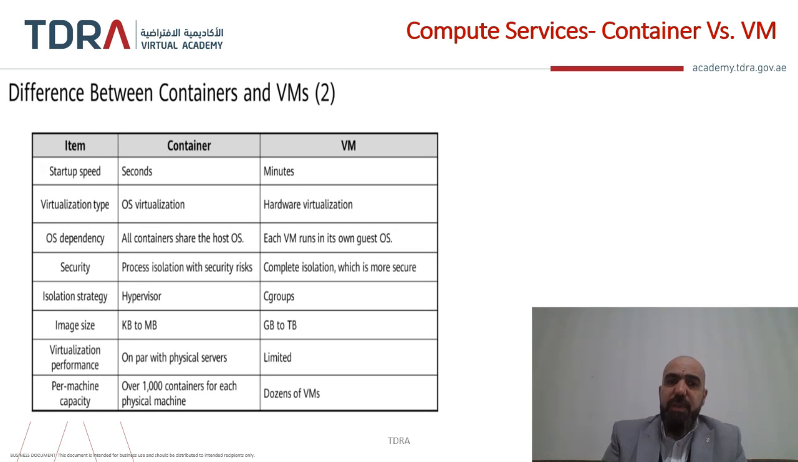The isolation strategy for the VM is using a hypervisor, but for the container it's using something called cgroups. Image size: when you take a backup and want to use this container or VM somewhere else, the container image size is between kilobytes and megabytes, but for the VM it can be gigabytes to terabytes, and it's obvious that it's heavier. Virtualization performance for containers is on par with physical servers, while the VM is limited. Per machine capacity is over 1,000 containers for each physical machine, but for VMs it's dozens of VMs.